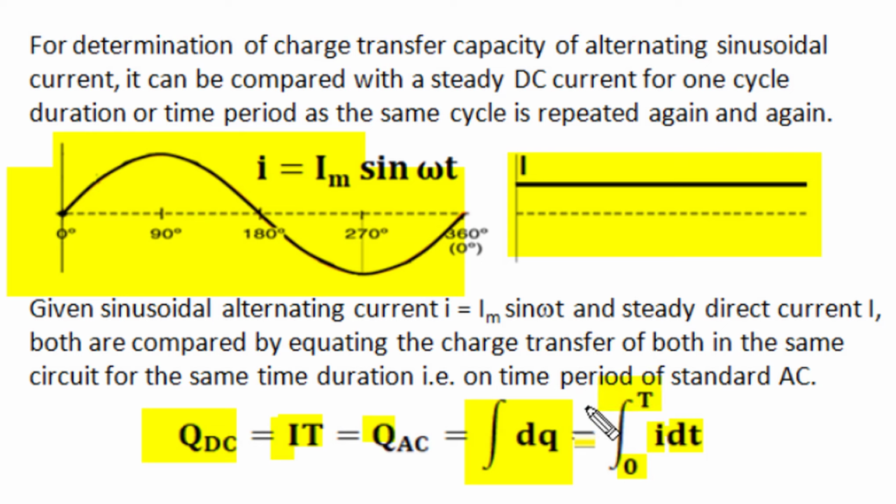So in one time period, the total charge transfer by AC and the total charge transfer by DC can be equated, and this equivalency gives us the equivalent DC value of current which produces the same amount of charge transfer as our concerned AC can produce. We will soon find that this equivalent charge transfer capacity of AC in terms of DC value is nothing but the average value.